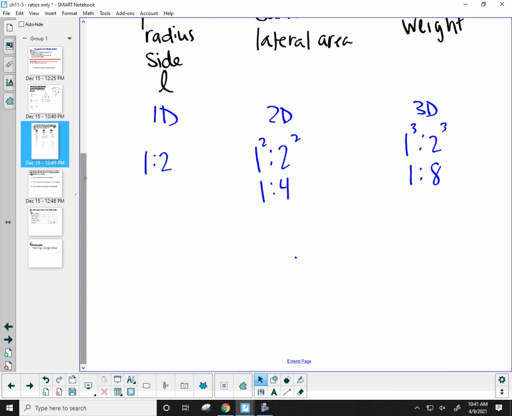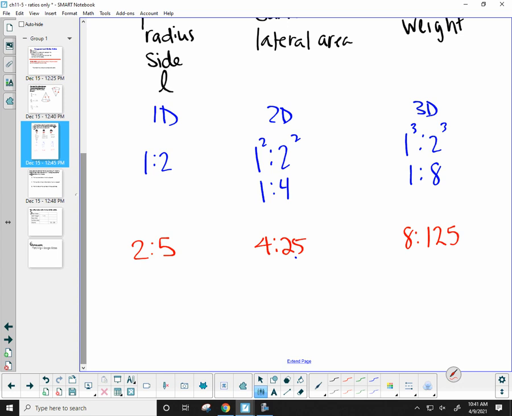So what if I have a prism whose side lengths are in a ratio of, let's say, 2 to 5. Okay, what about the ratio of their lateral areas? It would have to be squared and squared, right? So it would be 4 to 25. Okay, what about the ratio of their volumes? I would need to cube this. I need to cube my one-dimensional. So 2 cubed is 8, 5 cubed is 125.